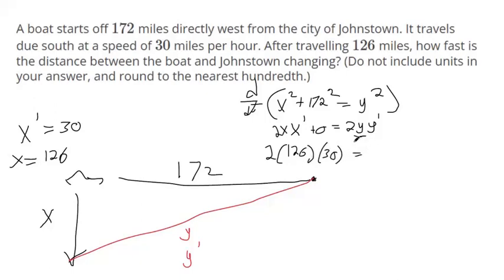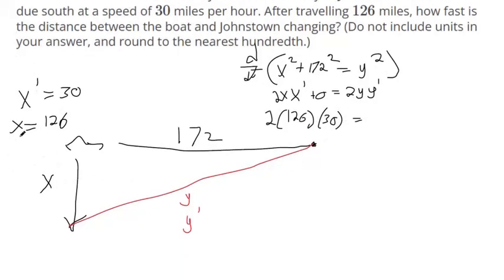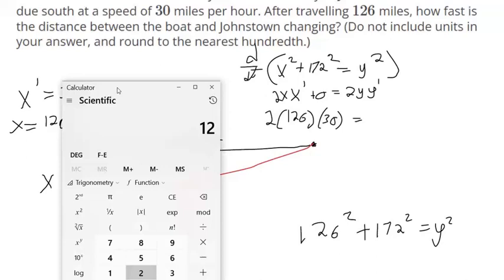And then we need to know what y is, because we can only have y prime as our variable. So we can get that through this information. We know at this instant we're 126 miles south. If we add that squared to 172 squared, that should equal our hypotenuse squared. And this will allow us to solve for y, and then we'll have just one variable like we wanted, right? So 126 squared, and then 172 squared. Add those together, and then take a square root. So I got 213.235 for y.